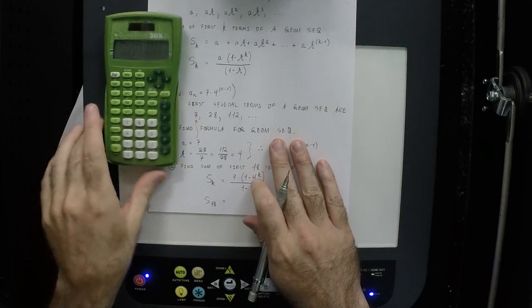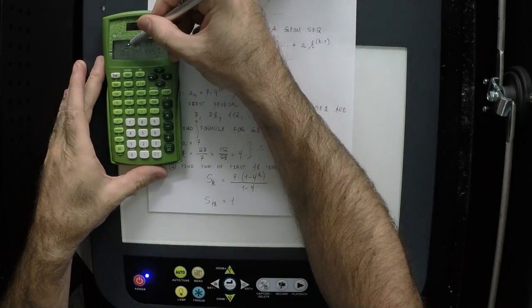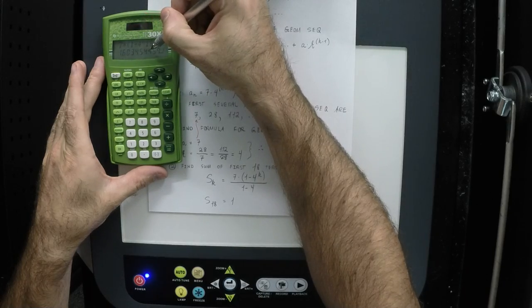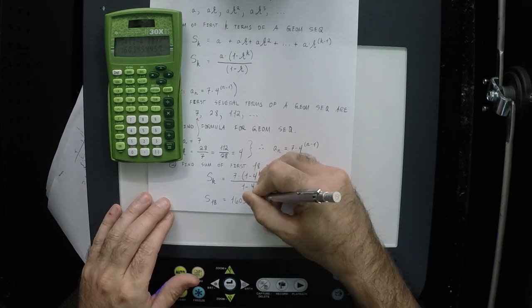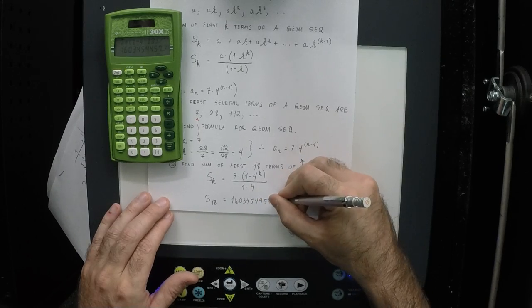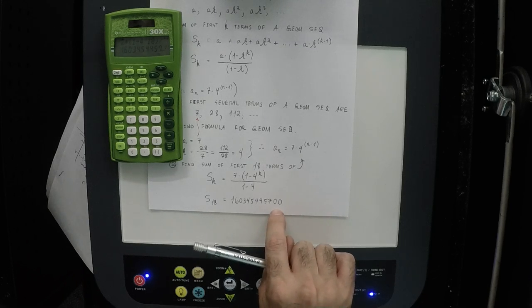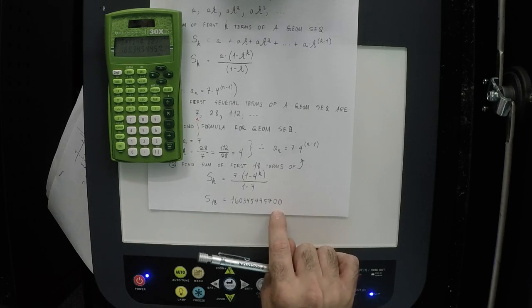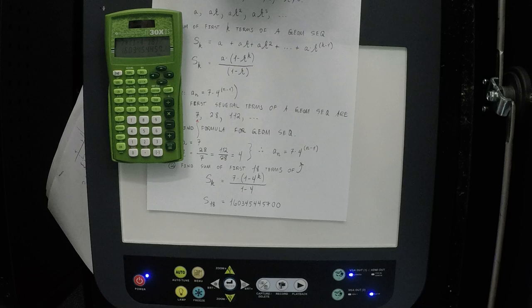So, my calculator is saying 1, and then how many numbers is that? 1, 2, 3, 4, 5, 6, 7, 8, 9. So my calculator is saying 1, 6, 0, 3, 4, 5, 4, 4, 5, 7, and then I'll have to write 0, 0 because my calculator isn't telling me what numbers those are. Not that it matters, I guess, when you're talking about a number that big. Any question about this? Okay.